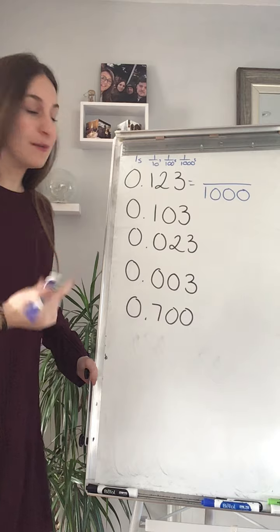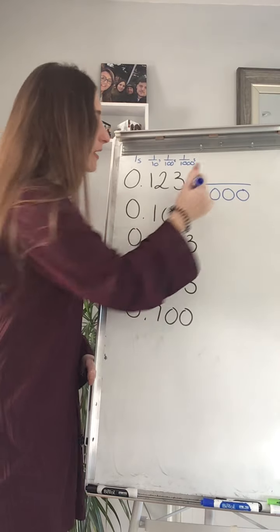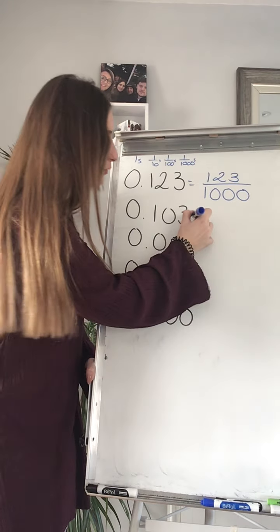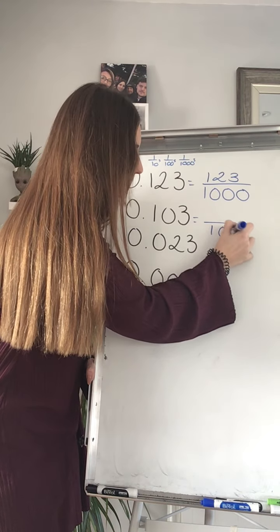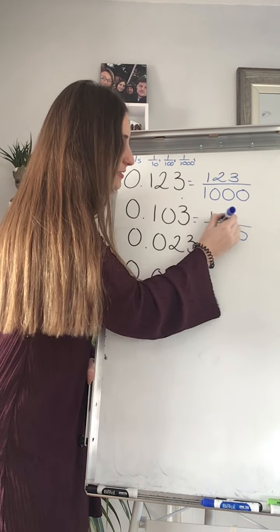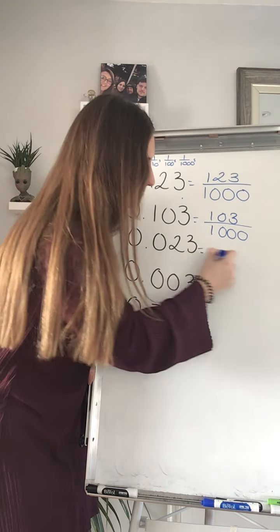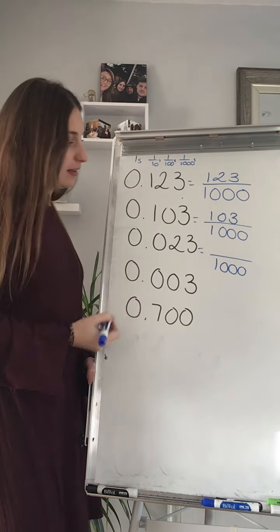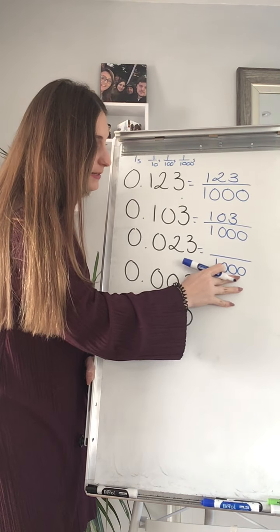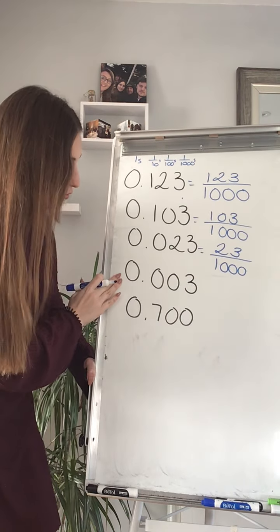So if I read this number, it's 0.123, thousandths. Well done. So 123 thousandths. Okay? Let's go for the next one as well. I just put it out of 1,000 and I'm going to read it 0.103, thousandths. Yeah? Next one, 0.023, thousandths. So 1, 2, 3 decimal places, 3 zeros, 23 thousandths.